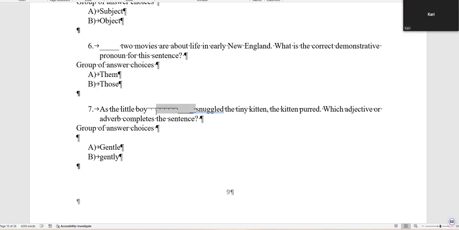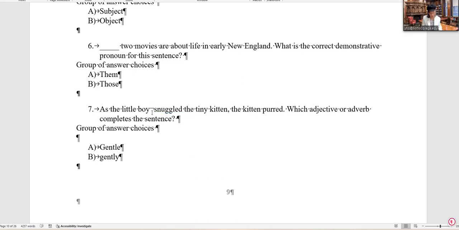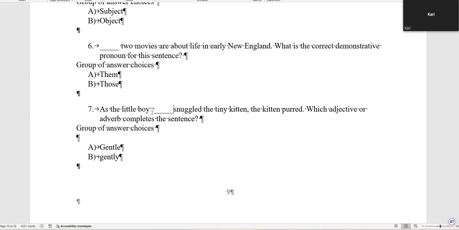All right, I don't know what all of this is. Yeah, that's weird. It's supposed to be an underline, so I don't know why it came out like that. And it's supposed to be like this.